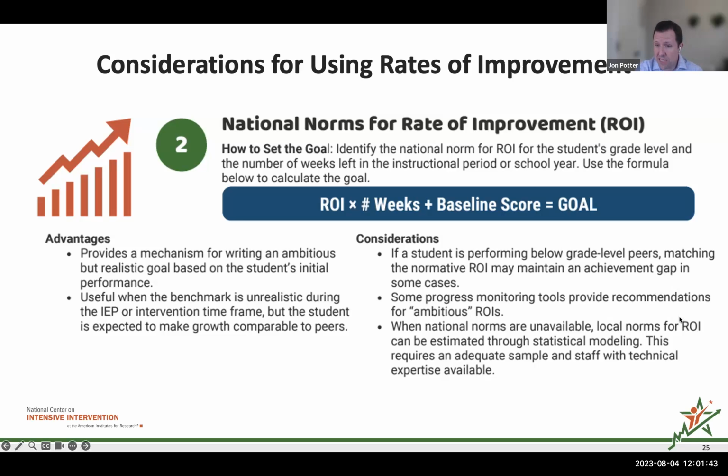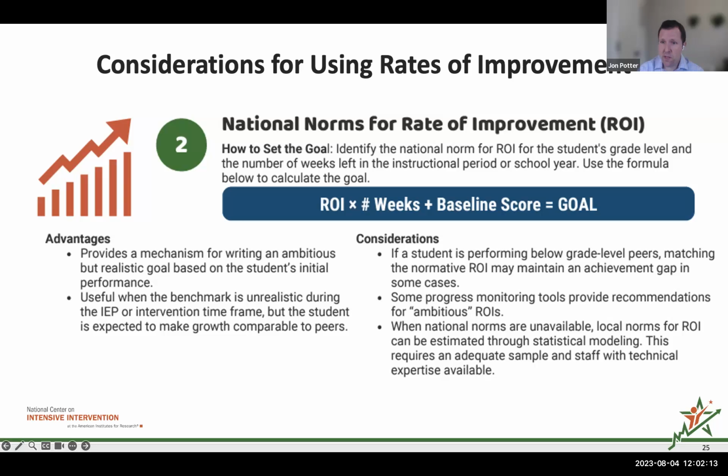However, there are things to consider if doing it this way. One thing that may have already come to mind is that if we're using average growth rates to set a growth goal for kids that are already starting behind, and they're growing at the same rate or the typical growth rate as other kids, they're going to end up the same amount of distance behind their peers as they started. In thinking about this, some progress monitoring tools will actually have ambitious goals built into them.